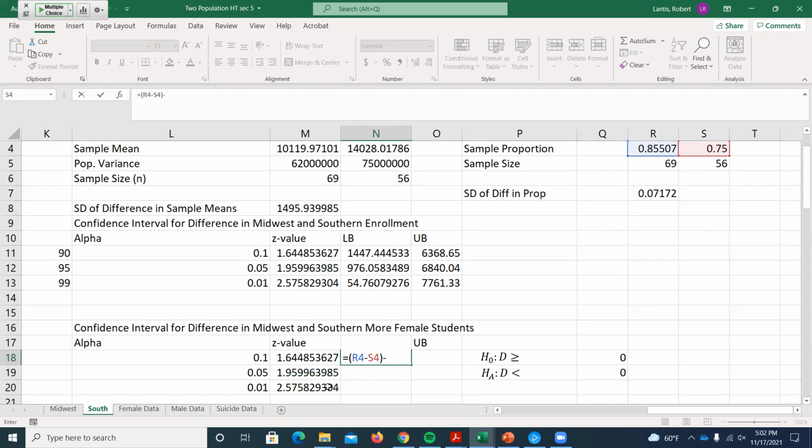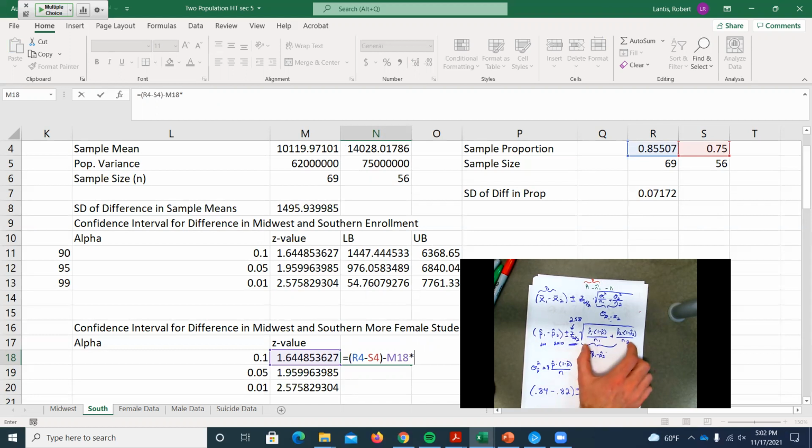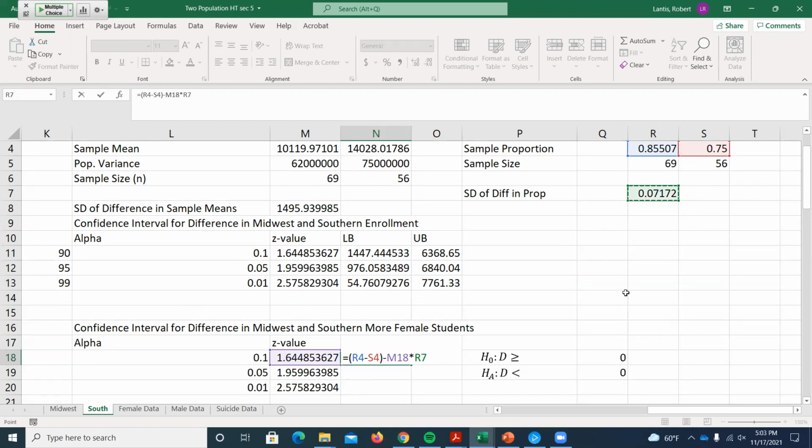I'm then going to subtract the number of standard deviations away I need to go to get my lower bound, and multiply that by, this is where it's kind of a nice shortcut. Instead of entering all this into this cell, I already did all that up here, right? I already found that standard deviation for the difference in my sample proportions. So I'm just going to click on that up there. Okay. So this should give me my lower bound.